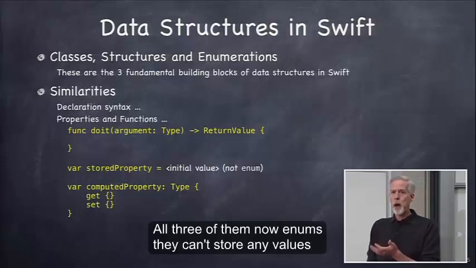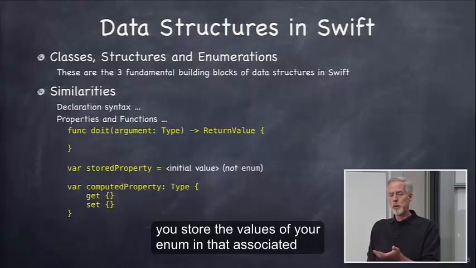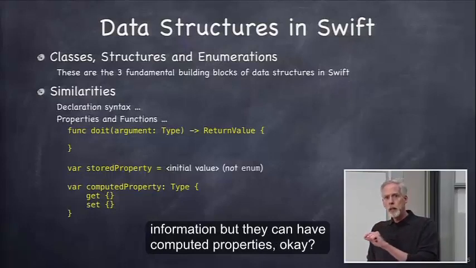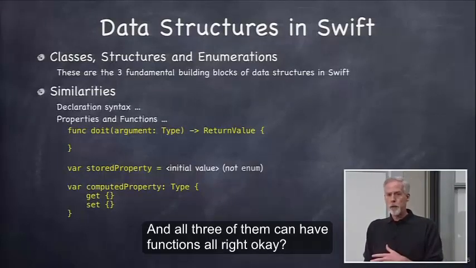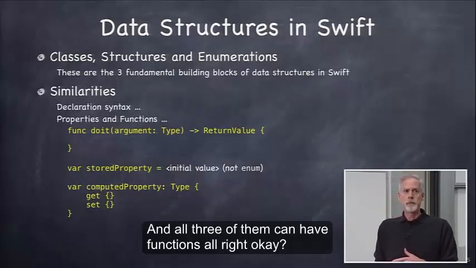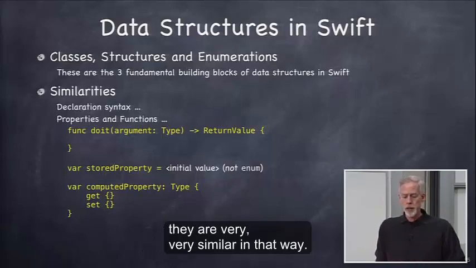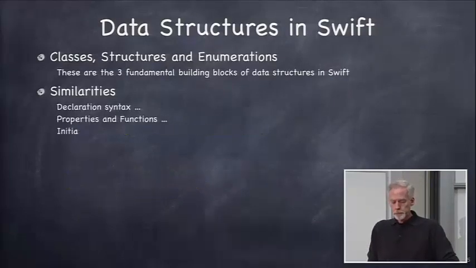Now enums, their properties can't store any values. You store the values in an enum in that associated information, but they can have computed properties. Okay, and all three of them can have functions. Right? Okay, so it's important to understand. So they're very similar in that way.